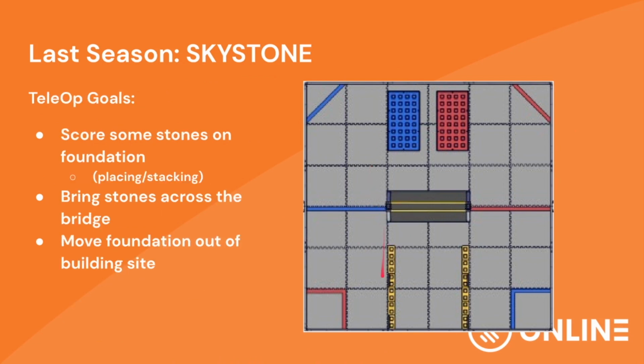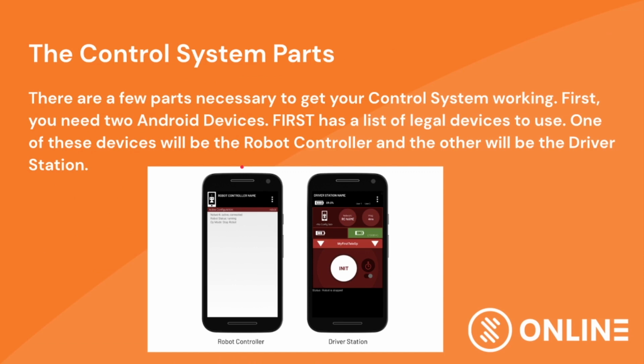In tele-op, the main objective was to take stones from these areas that were given by the human players, and then to place them onto the foundation, either just placing them randomly or stacking them on top of each other to get a greater bonus. And then in the last 30 seconds, your goal was to pull out the foundation and then park where your robot was inside these triangles where the foundation is supposed to go into.